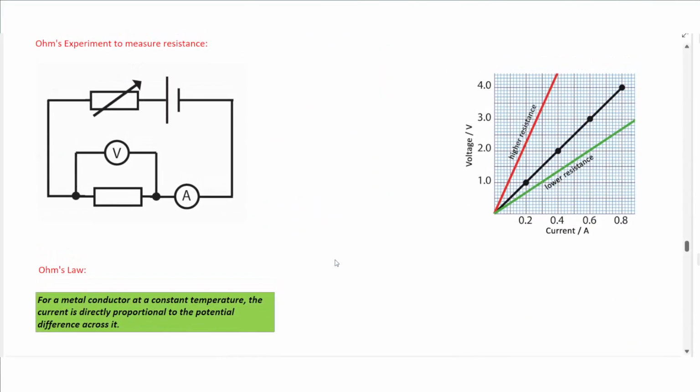Now there is something called Ohm's law if you use a fixed resistor or something called an ohmic conductor. If you change the voltage and current across this type of conductor, you will get a graph that is a straight line through the origin. This means that the voltage and current are directly proportional to each other. So if you're required to state Ohm's law, you state that the voltage is directly proportional to the current across a conductor that has constant temperature. That's what fixes the resistance.